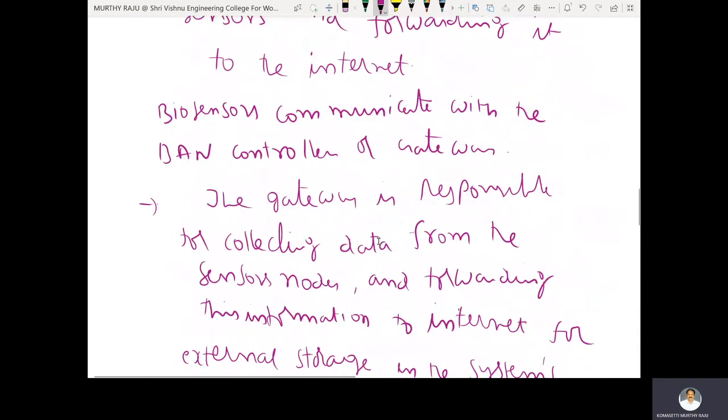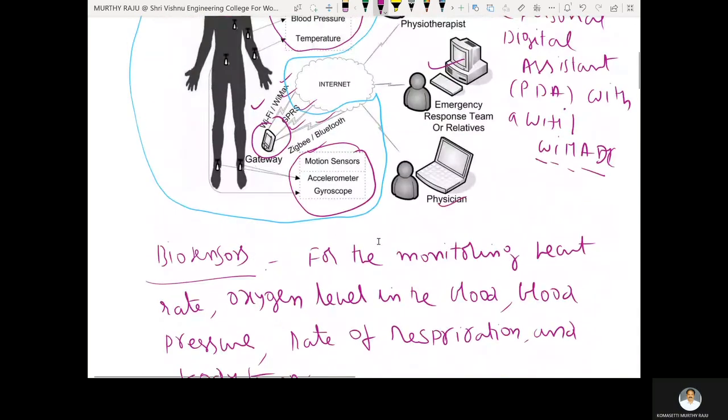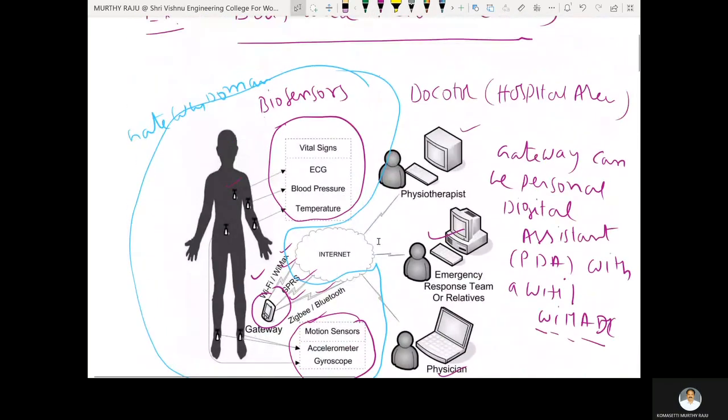Coming to this one, gateway domain. Gateway domain consists of devices domain and M2M area network. Sensors are nothing but devices, and area networks are used to communicate with the sensors for gathering the data.